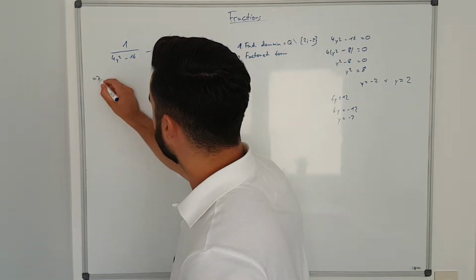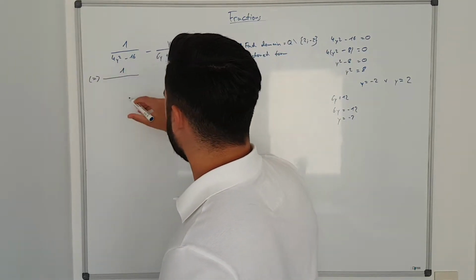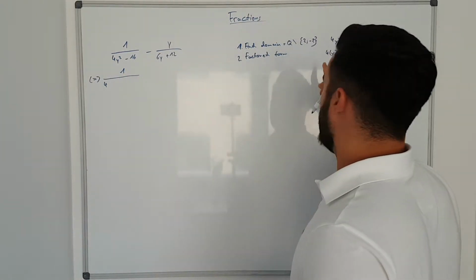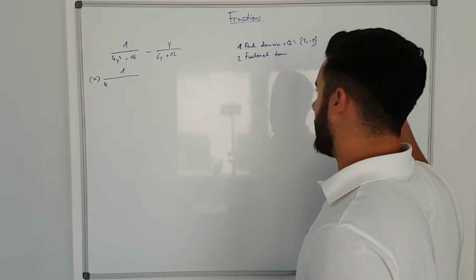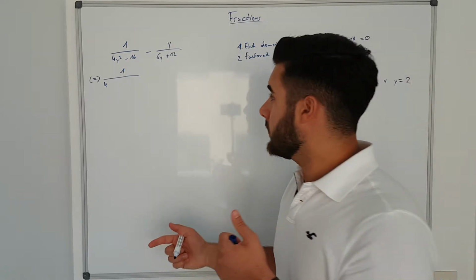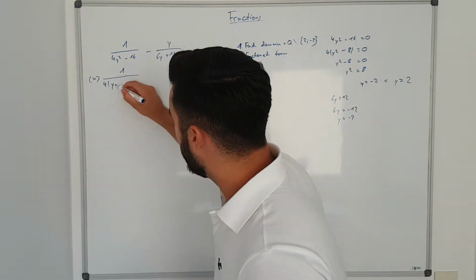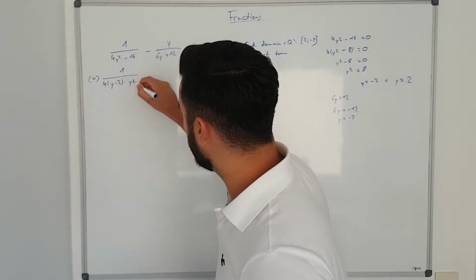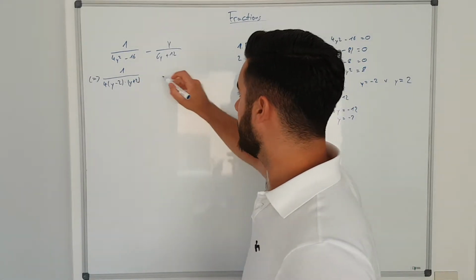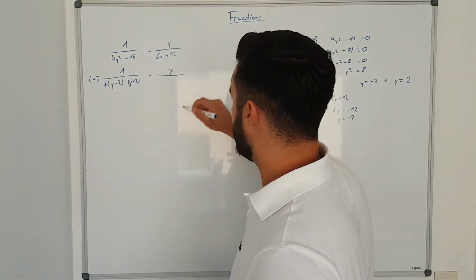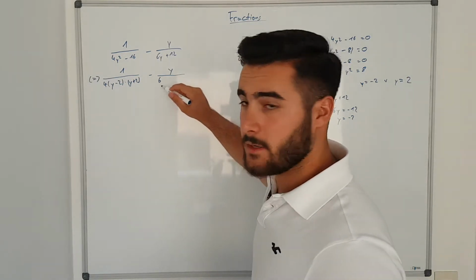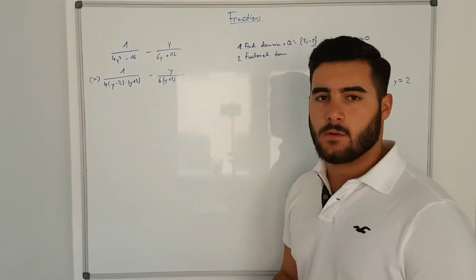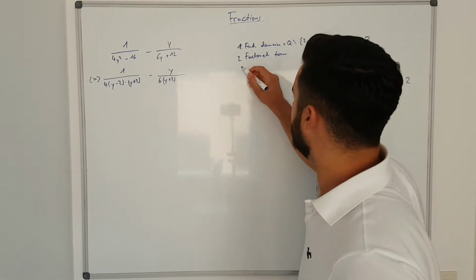So first of all, we found out that for this denominator you cannot set y as minus 2 or y as 2. So that means for us that we can write it down this way. So this is basically the factored form. And the same goes for the second fraction. What we have to do now is find the main denominator.